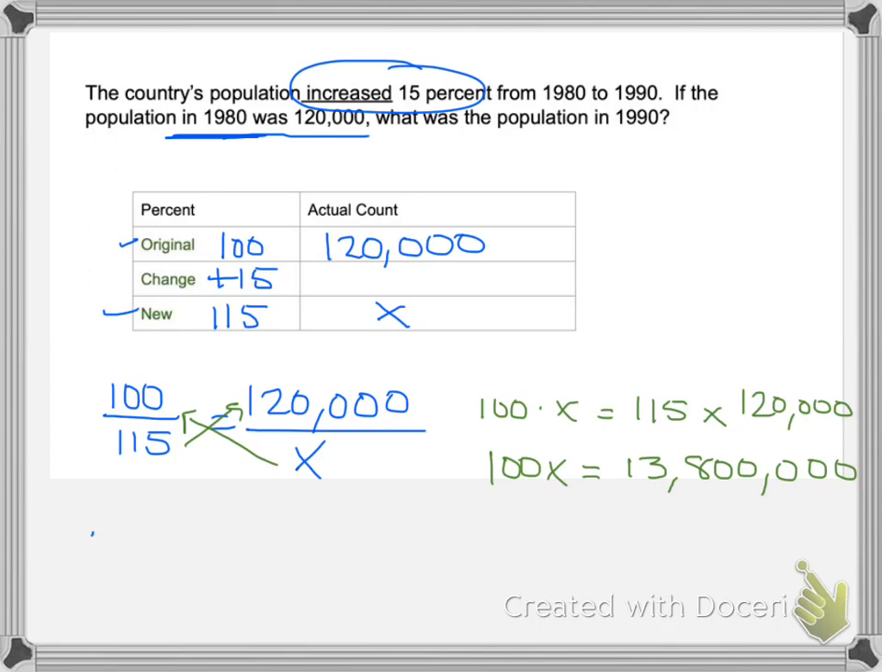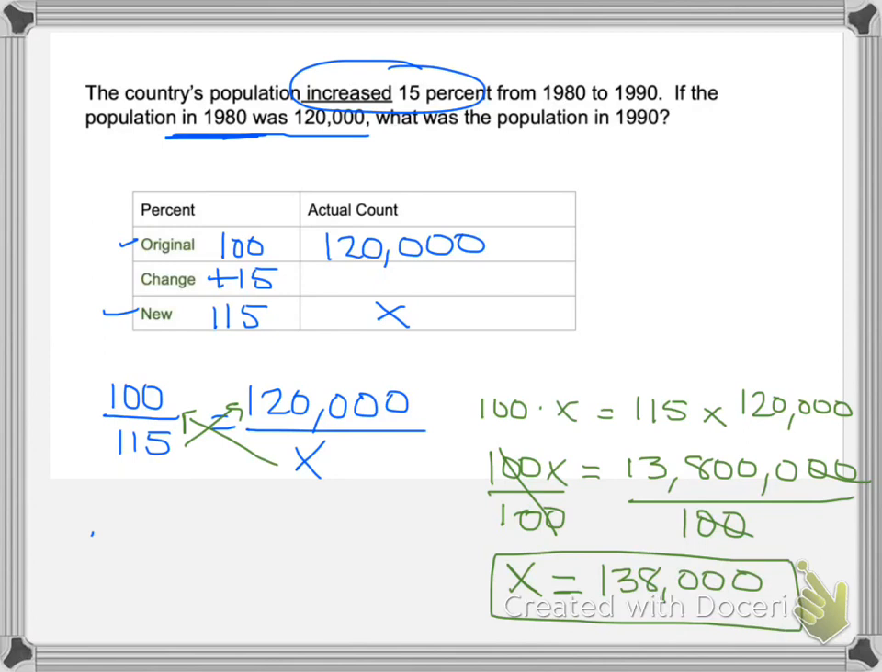So now from here, to solve for X, I have 100 times X. I don't want to know what 100 X's are. I want to know what 1 X is, so I'll divide by 100 on both sides. 100 divided by 100 will just give me 1 X, right? Just like we want them. And then we're going to say 13,800,000 divided by 100. Well, I'm just going to reduce and knock off some zeros, and what do I get? I get 138,000 as my new population in 1990.